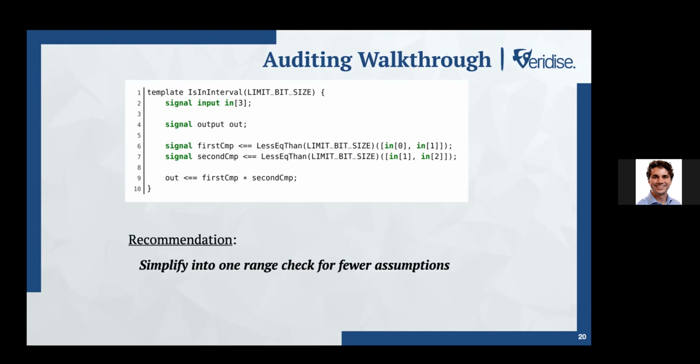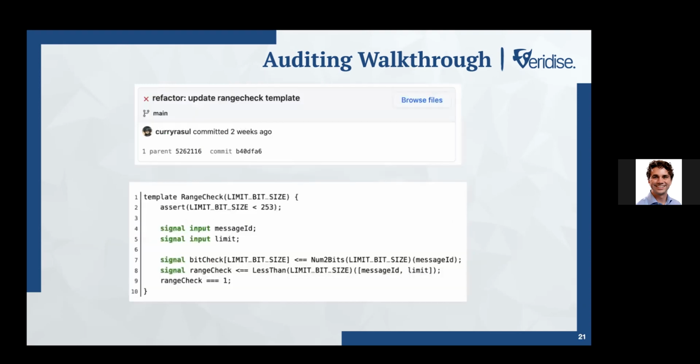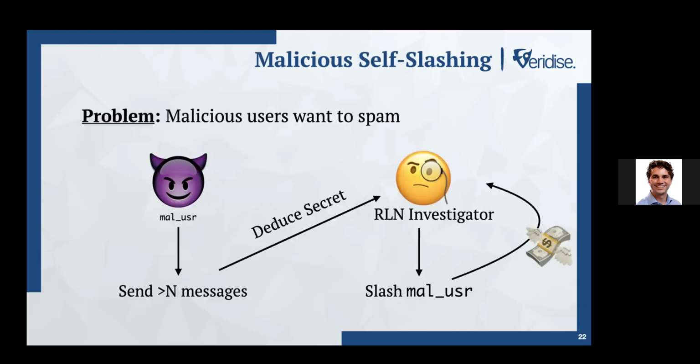The recommendation we had was to switch to just one less-than-or-equal-to comparison, and this is, I believe, what was implemented and what we checked. So this is one of the more interesting issues that we identified. The second interesting issue that we found has to do with self-slashing.